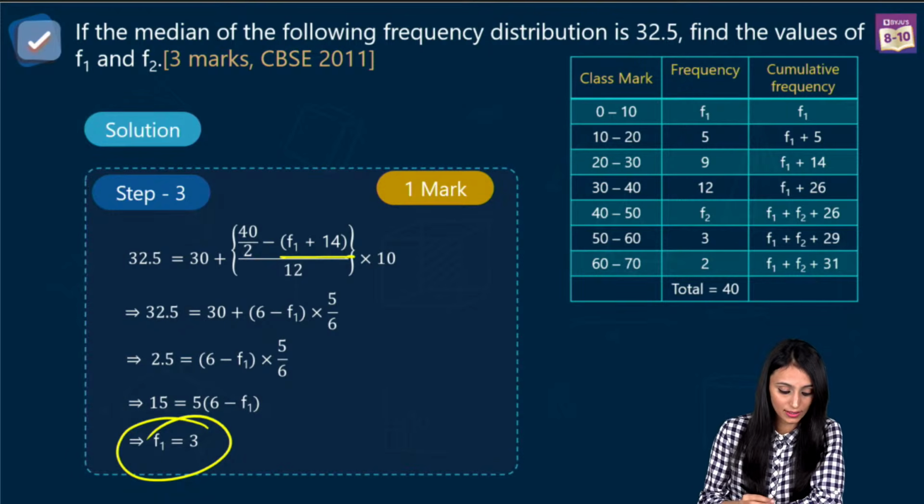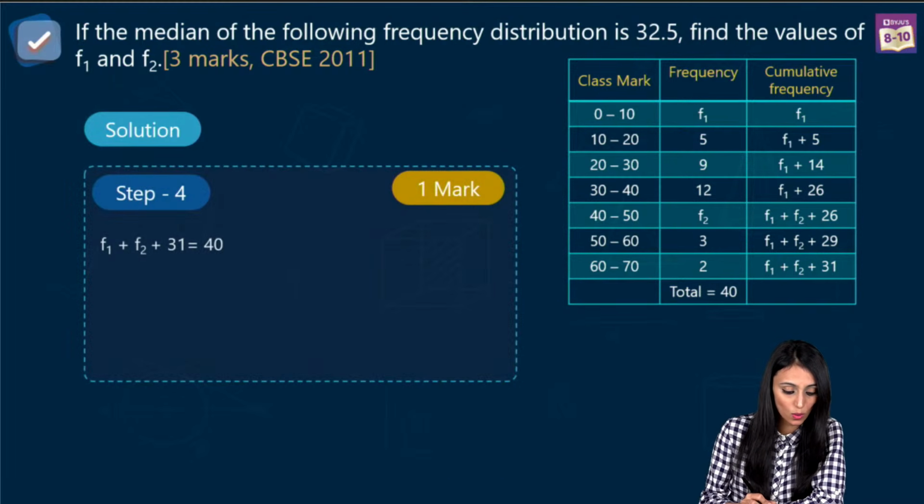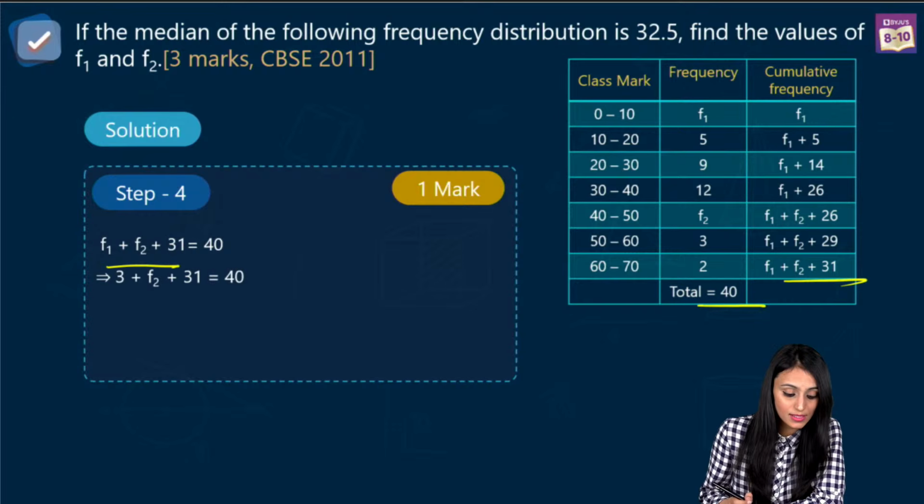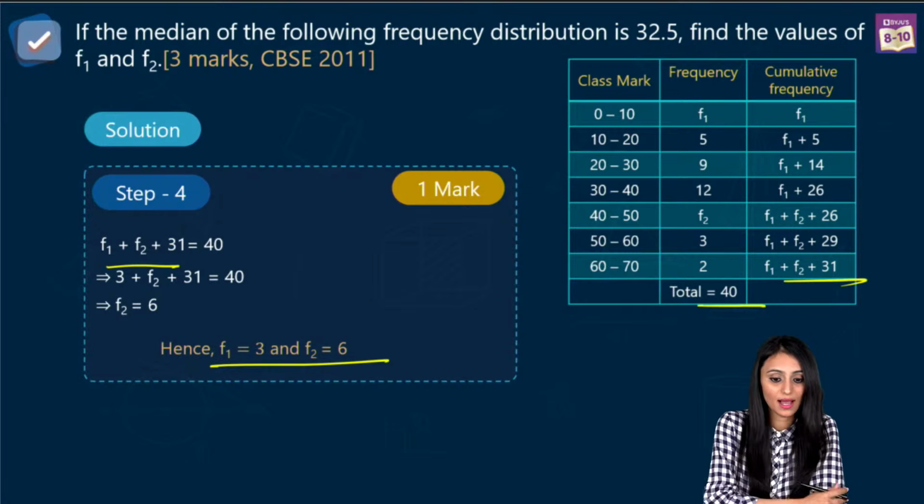Right, I can see answers. F1 is 3. So we know one thing: F1 plus F2 plus 31, I told you, is equal to 40. You equate this, put the value of F1, and you get the value of F2 also, that's 6. So these are the final answers.